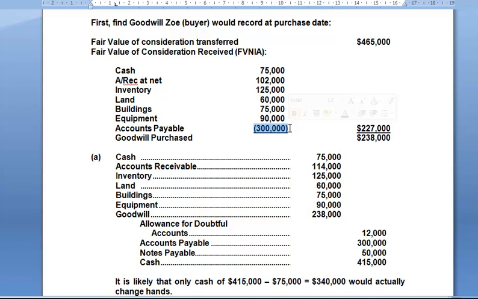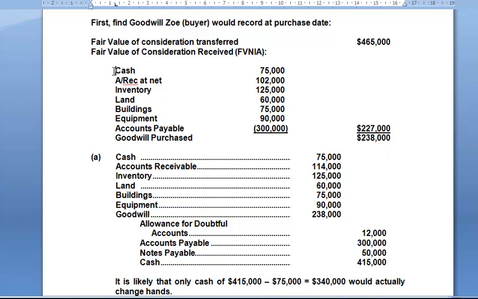So therefore, the difference between the fair value you transferred, which is $465,000, so that's the amount you're paying, and the value you got at fair value, you'll notice that the amount you paid is greater than what you got, so you must have paid extra because you saw some additional value there in terms of goodwill.